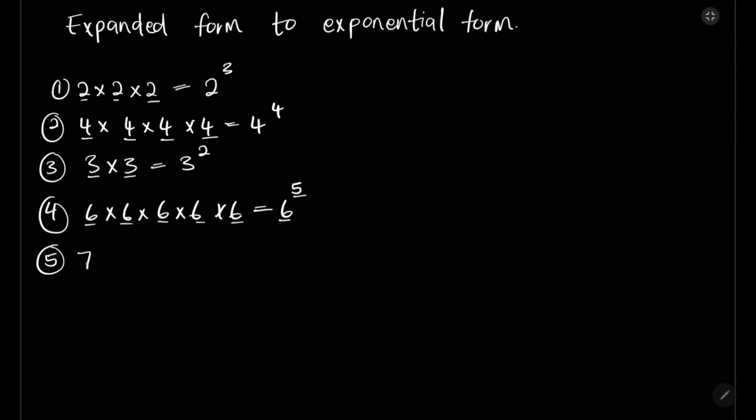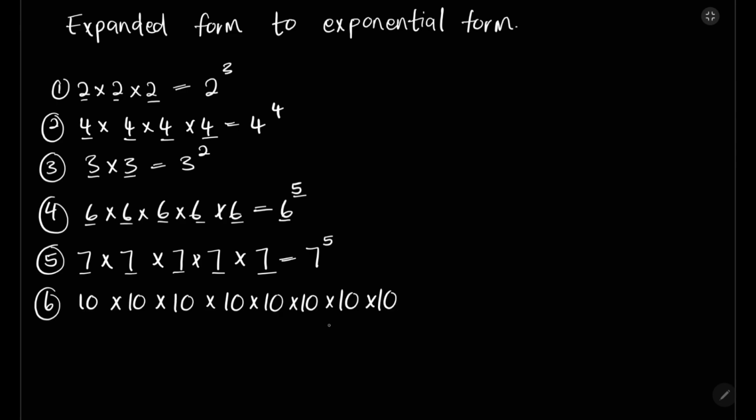Number 5, let's try 7 times 7 times 7 times 7 times 7. Okay. What's the first step? We write down the 7. For the next step, we count how many numbers we have. We have 1, 2, 3, 4, 5. Therefore, this is 7 to the power 5.